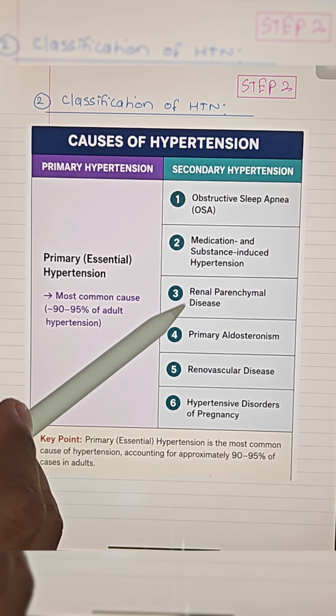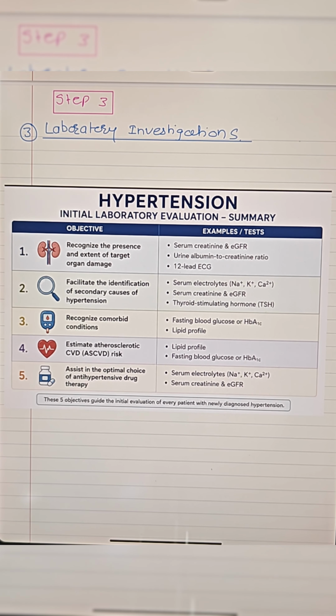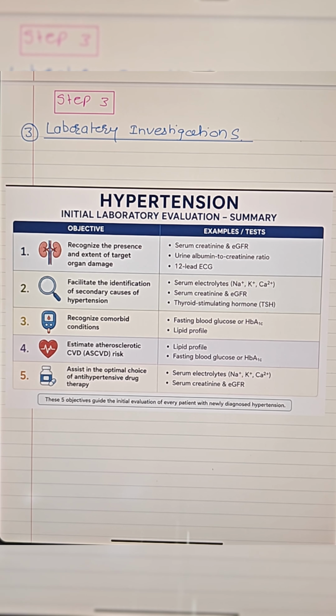So, coming to step 3, after getting diagnosed with hypertension, there are a few laboratory investigations which are a must to do in these patients. First is to look for any target organ damage. What are target organs? Such as kidney, then your eye, that is retina, heart, etc. Does this hypertension silently damage your organs? So, you have to do a 12 lead ECG to look for any cardiac changes.